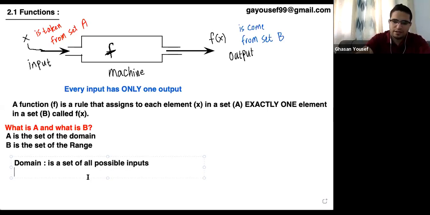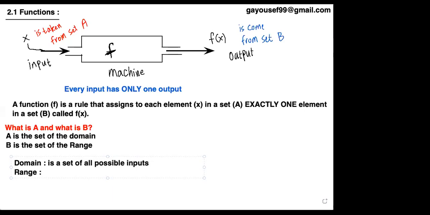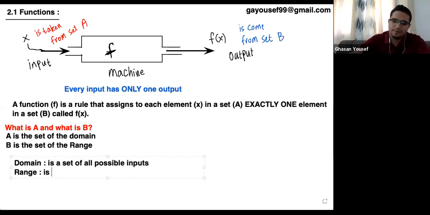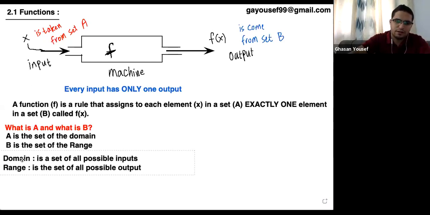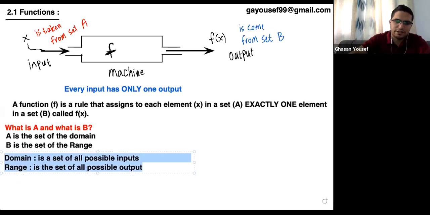And also the range. What is the mean of range? Any idea? The same, like, of all possible outputs. Exactly, it is the set of all possible outputs. So the possible input is called domain, possible output is called range.